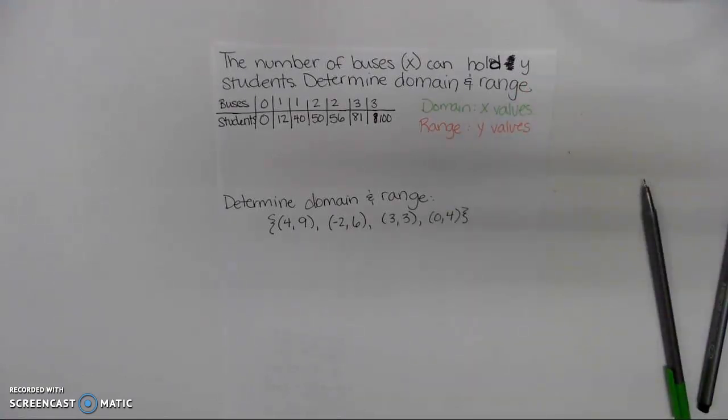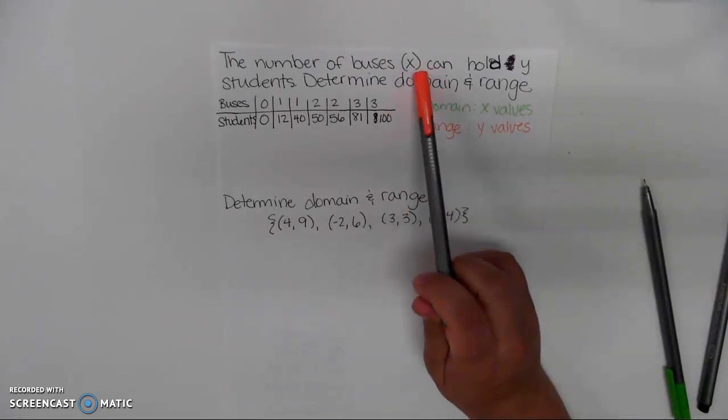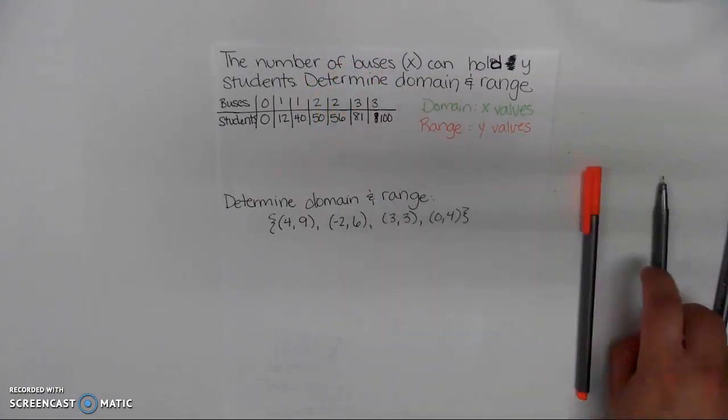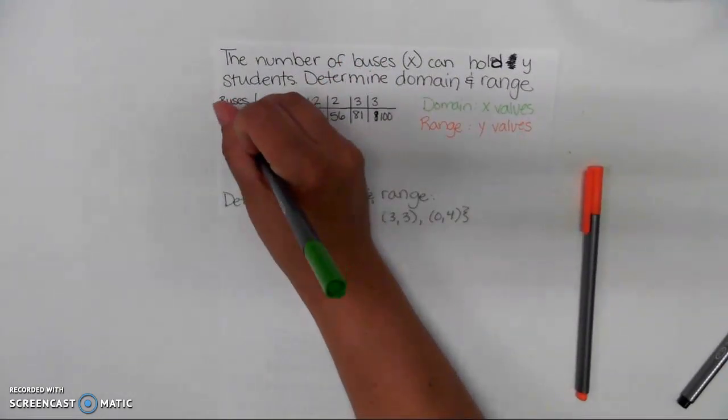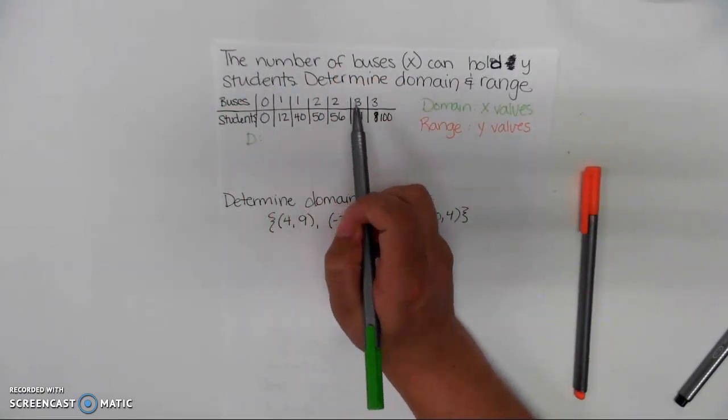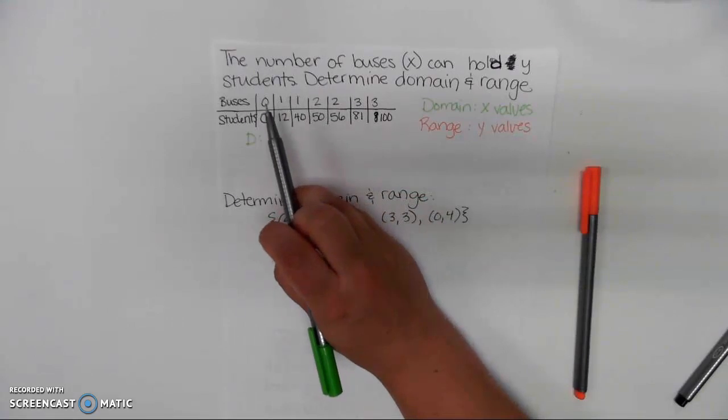So with that in mind, let's look at this first example. The number of buses x can hold y students. Determine the domain and range. So x is our domain, and therefore our domain in this case is going to be the number of buses. So if I'm listing my domain, it is any number that I see in the buses row.